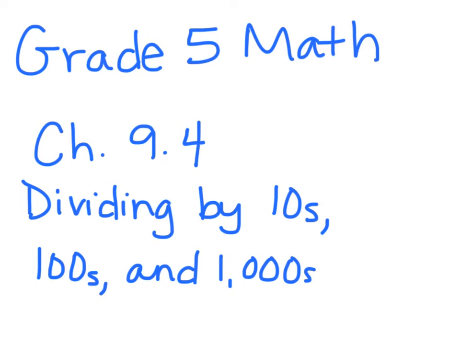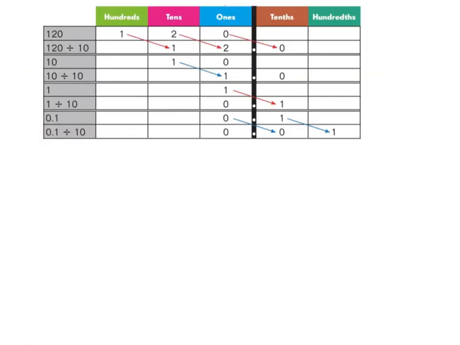Here's chapter 9.4, dividing by tens, hundreds, and thousands. Let's kick off this chapter by reviewing the rules for dividing by tens. Let's look at the place value chart to help us remember how this works.